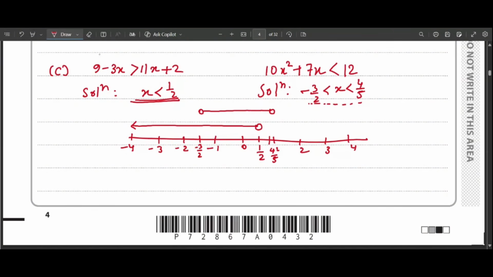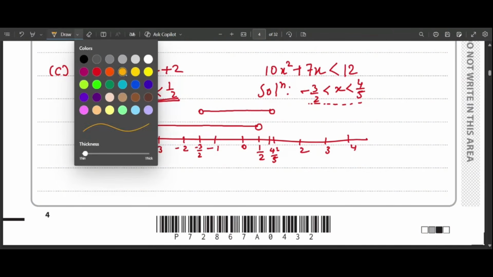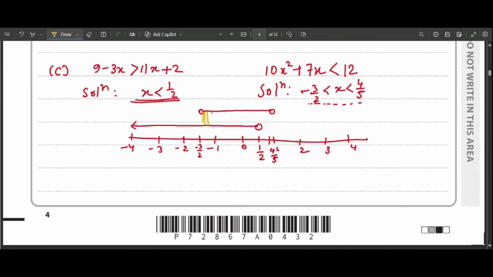From this we can see that the common part in both of our ranges is this part. This is the part that is common for both of our ranges. So this is the set of values that will satisfy both of our inequalities. So this will be our answer.